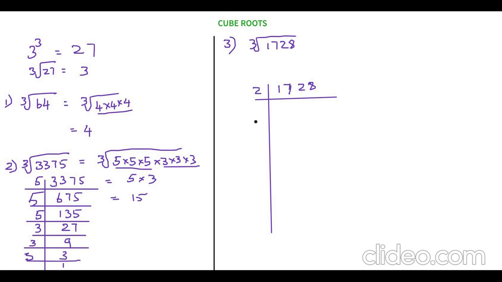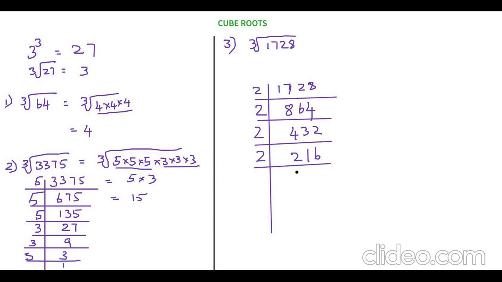Whenever we have an even number, we will always start with 2. So when we divide 1728 by 2, we get 864. 864 can be further divisible by 2, yes, because it's an even number. So we get 432. 432 can be further divisible by 2. So we get 216. Right. So 216 can be further divisible by 2 because it's an even number.